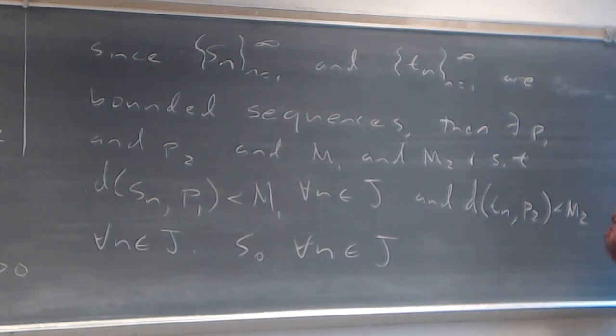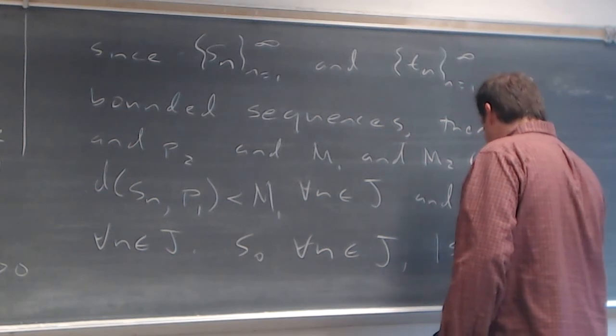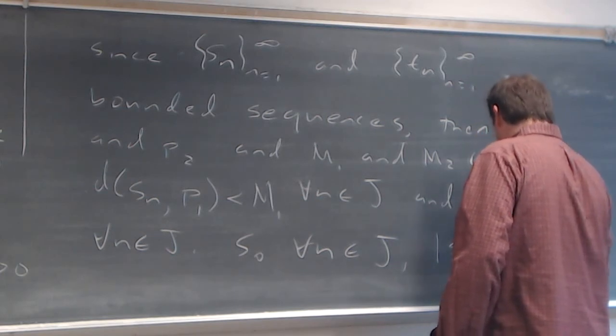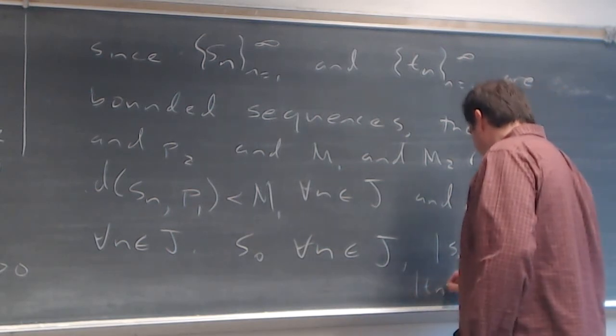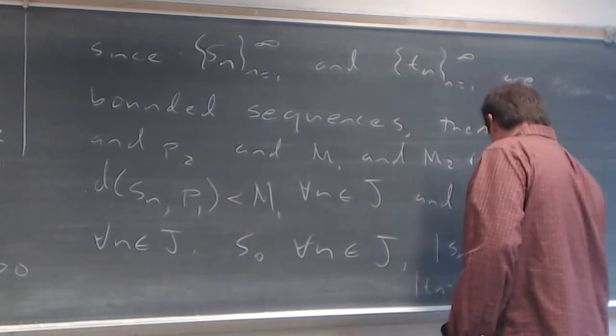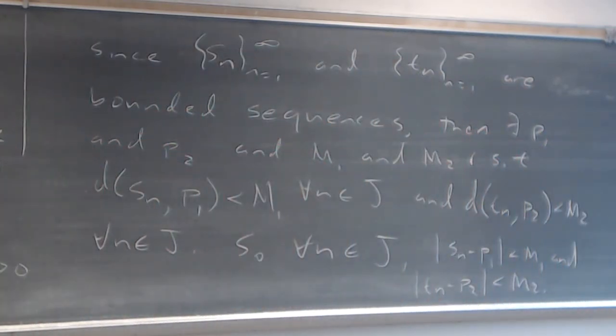So that metric was the absolute value. Is that okay? So that's going to be equal to the S sub n minus P sub 1 inside absolute value is less than M sub 1, and I'll just write right here, the T sub n minus P sub 2 inside absolute values is less than M sub 2. Is that okay? Okay.